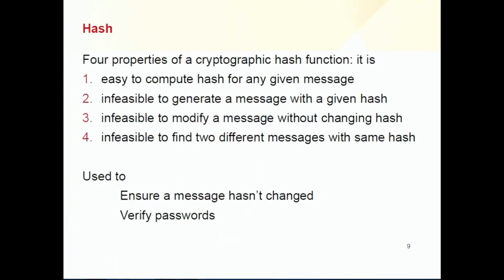The third thing is hashing. We said we wanted to get to that. So there are four properties of a hash algorithm. One, it has to be easy to compute. It should be infeasible, given a hash, to generate a message with that hash. You shouldn't be able to modify a message without changing the hash. And it should be infeasible to find two different messages with the same hash.